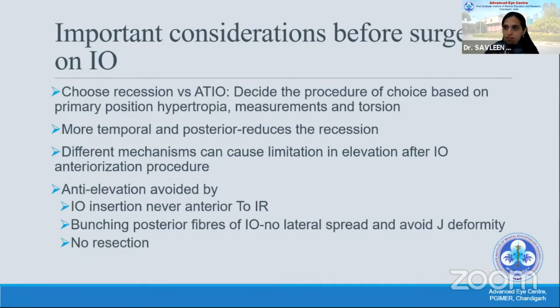I personally never put it in anteriorly. For the bunching of the posterior fibers to the anterior fibers, about 2 millimeters is what is mostly recommended, and you should not do a lateral spread of the inferior oblique, to avoid this J deformity. Often when we hook the inferior oblique, we cut it or secure it a little behind its insertion, so sometimes we induce a resection effect. While we are dealing with recessions or anteriorization procedures, this resection effect should be avoided, and we should try to hook it as near to the insertion as possible. So this is all I have about the inferior oblique anatomical considerations.